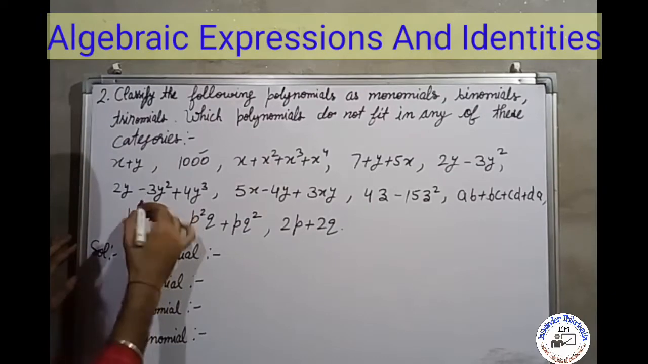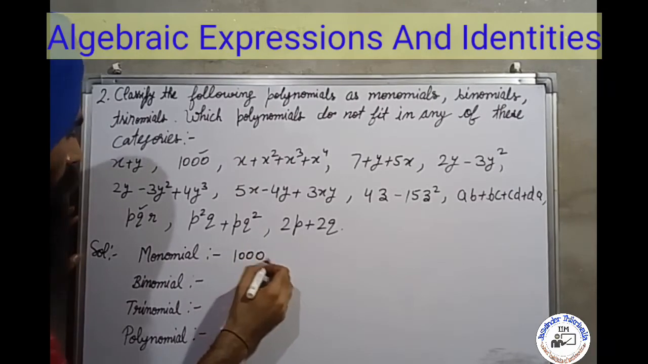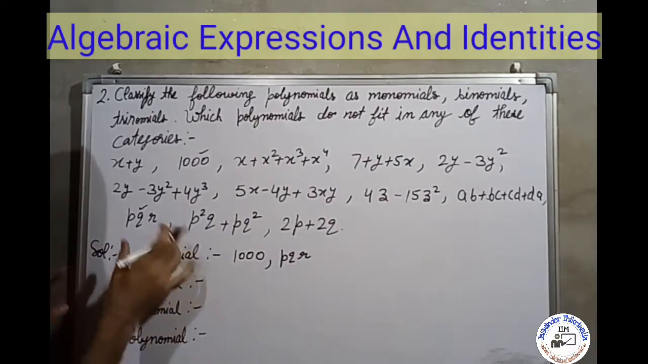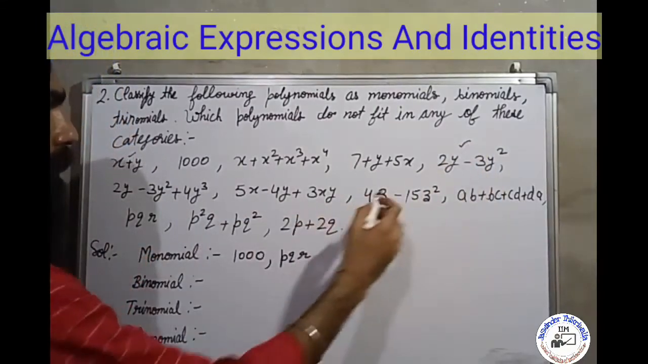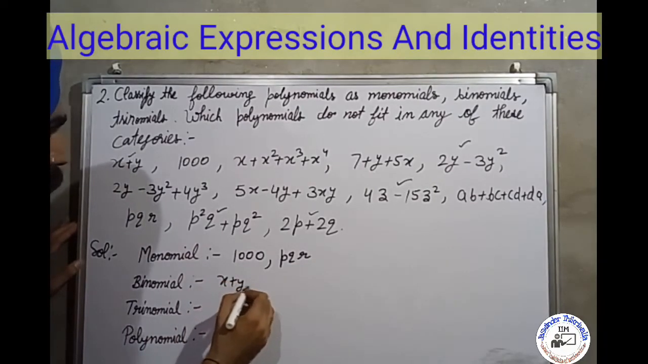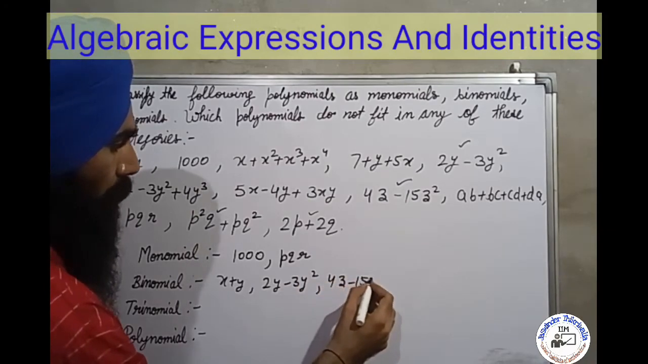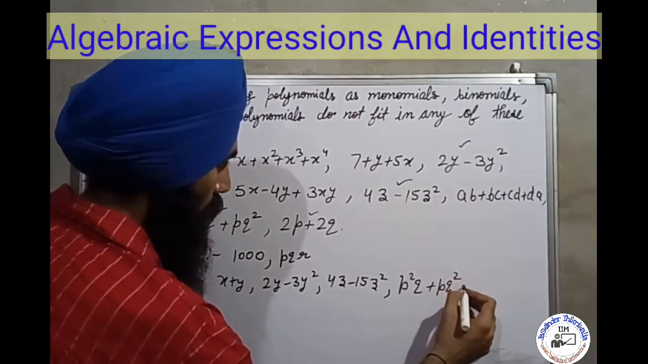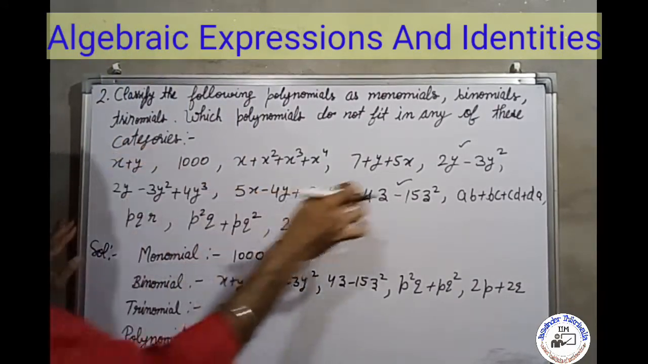Only one term in there, 2, okay. Any other? Check properly. No other. So 1000 and pqr. Then next, in which two terms are there, binomial: 1, okay, then 2, then 3, then 4, then 5. Write them here: x plus y, 2y minus 3y square, 4z minus 15z square, p square q plus pq square, 2p plus 2q. So these are the expressions with two terms.